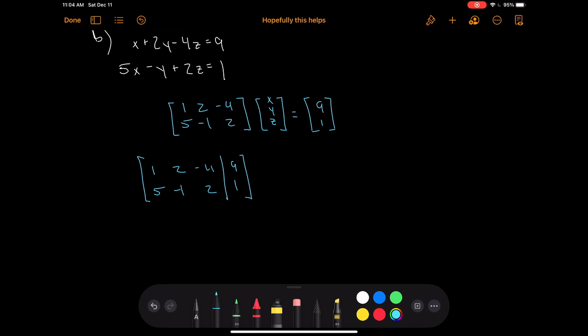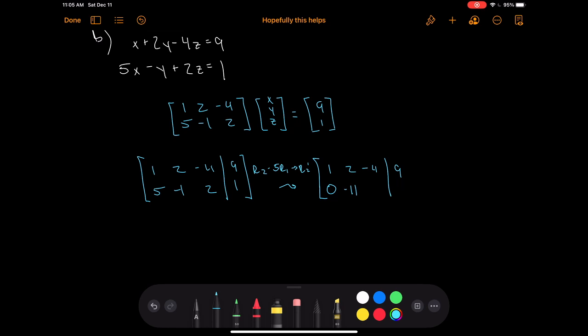And so what we can do first is just simply eliminate the 5. So what we're going to do is subtract 5 times row 1 from row 2, which would be our new row 2. And so that would give us 1, 2, negative 4, then 9. And so this will be 0. And then we'll have negative 1 minus 5 times 2, which would be negative 10, minus 1 is negative 11.